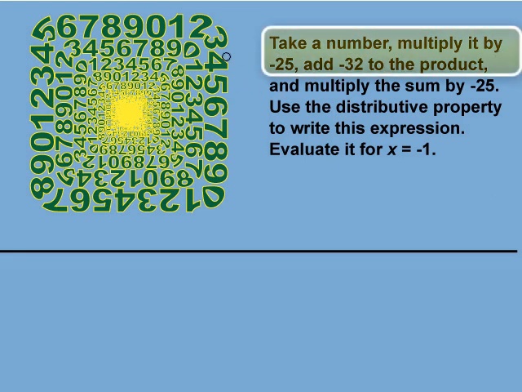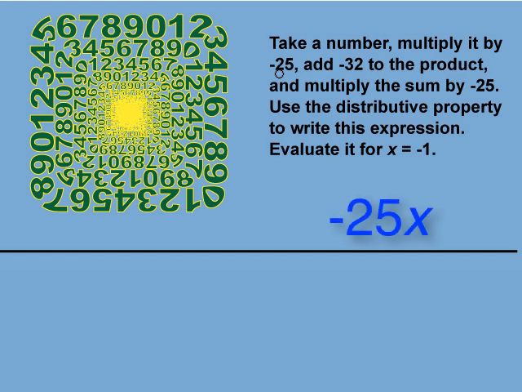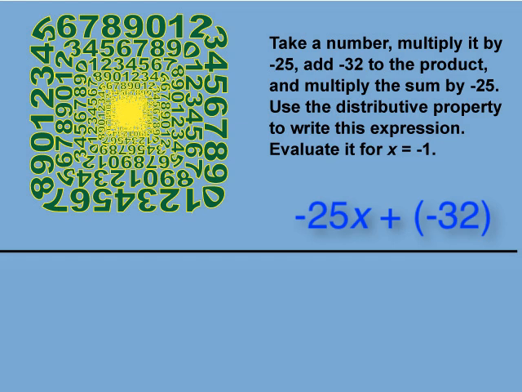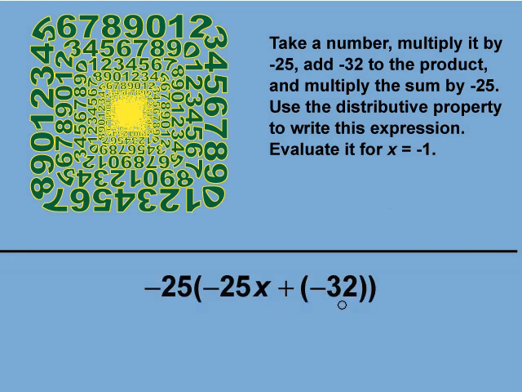Take a number, multiply it by -25. Since we don't know which number, we designate it as -25x. This term is increased by -32. So we write -25x plus -32. This sum, or the entire expression, is multiplied by -25. So we enclose the expression in parentheses and multiply the whole expression by -25 as shown here. This is the mathematical equivalent of this verbal expression.